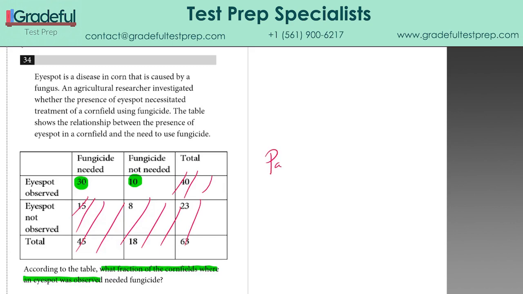So if we arrange the part over the whole for the area we're talking about, the area we're talking about has a total of 40 in it, and 30 of them needed fungicide. And so that simplifies to 3/4, and the answer to question 34 is just that, 3/4.